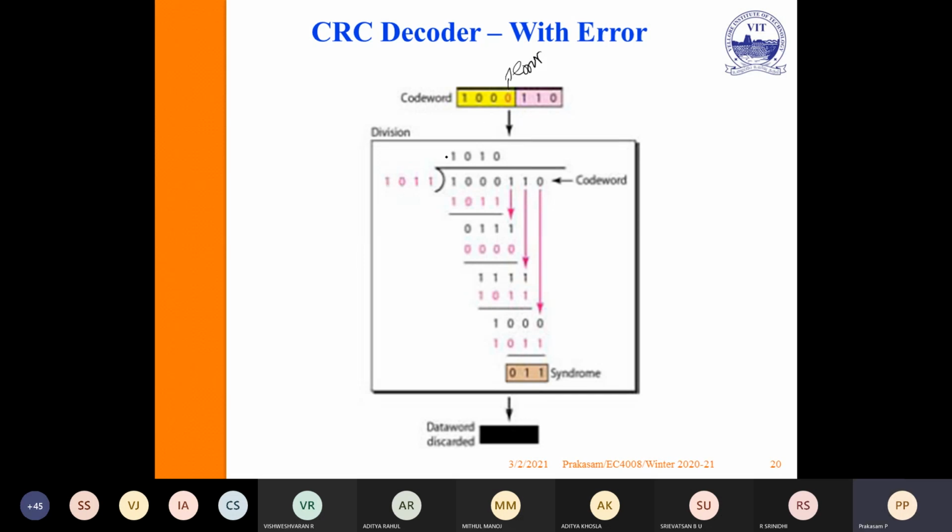I am doing the same inverse operations. I am dividing with the divisor. If I again repeat the same divisions, I will get the remainder as 0, 1, 1. That means it is not equal to 0, which means an error is happening. So I am rejecting this data. So kindly practice a few problems.